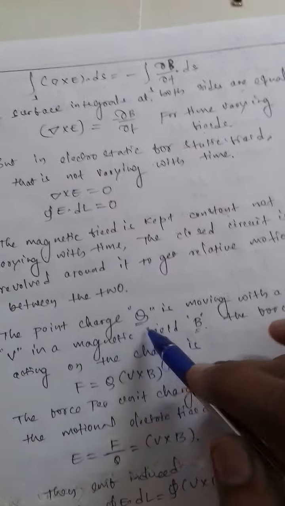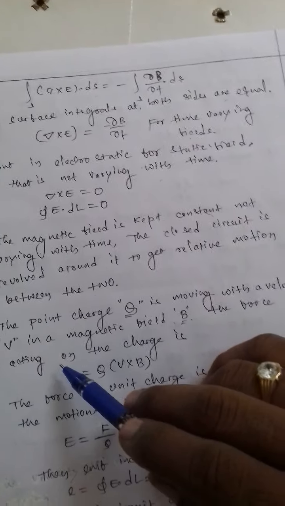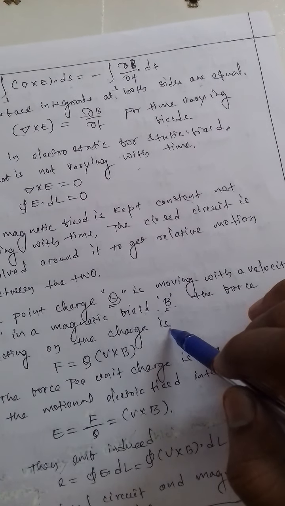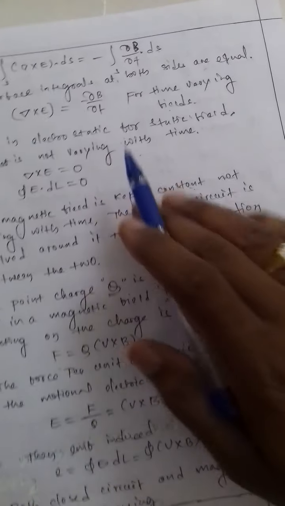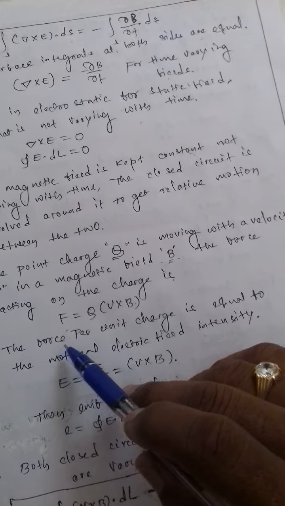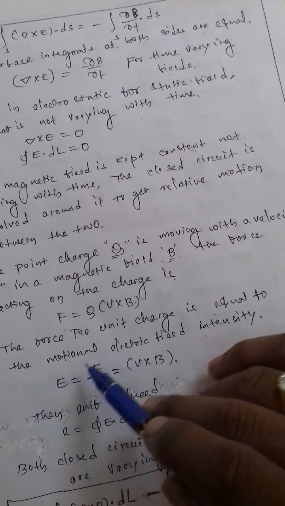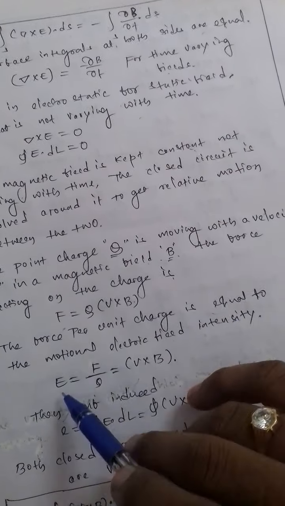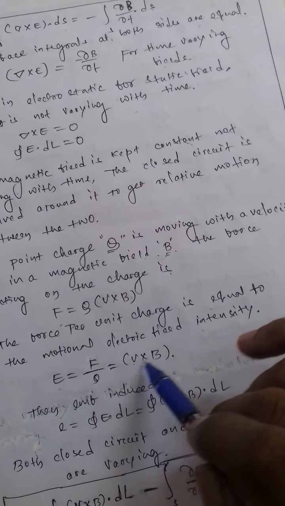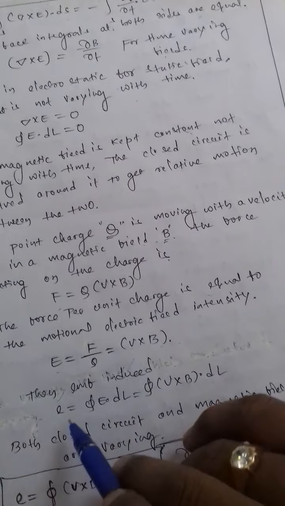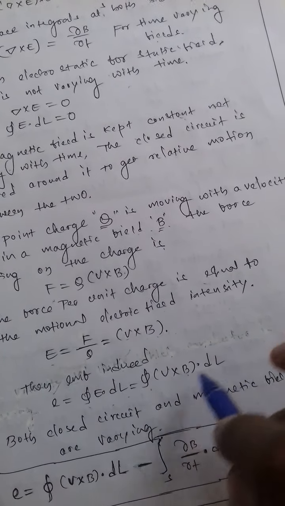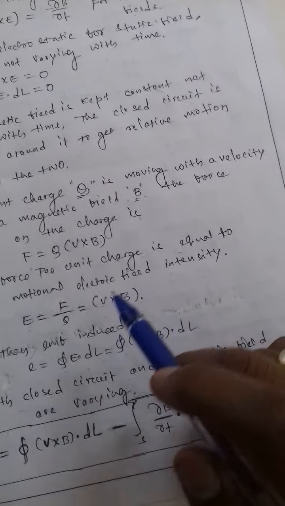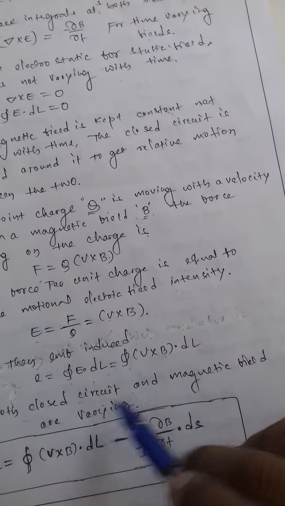The point charge q is moving with a velocity v in a magnetic field B. The force acting on the charge is F is equal to q v cross B. The force per unit charge is equal to the motional electric field intensity, so that E is equal to F upon Q is equal to V cross B. Then EMF induced E is equal to closed integral E dot dl is equal to closed integral V cross B dot dl.